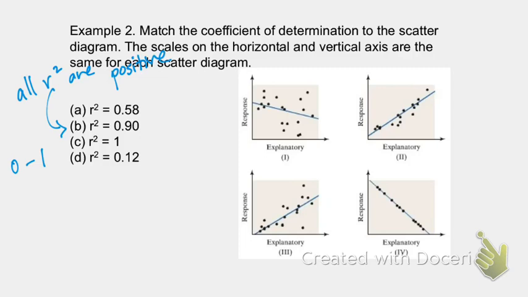If I'm ordering it from weakest to strongest, it would be D, A, B, C. Now looking at my pictures, I want to match which one's the strongest. Four is perfect. Wait, it's C. Sorry, I know I'm confusing you. D is the strongest, D is the first one, and then B, then A, then C.